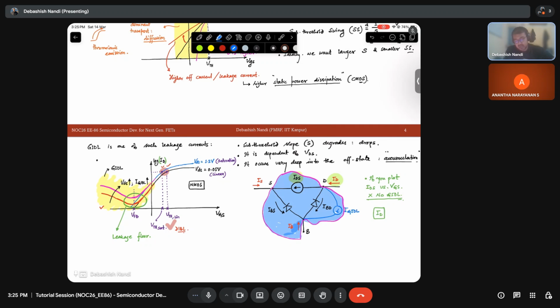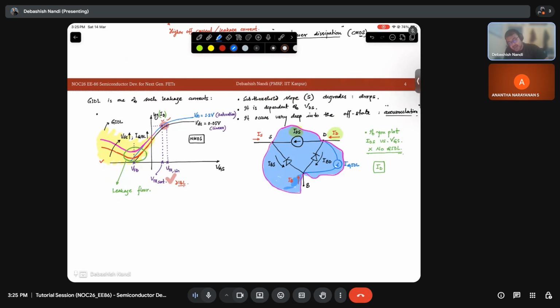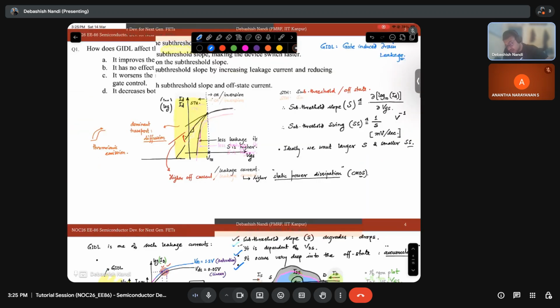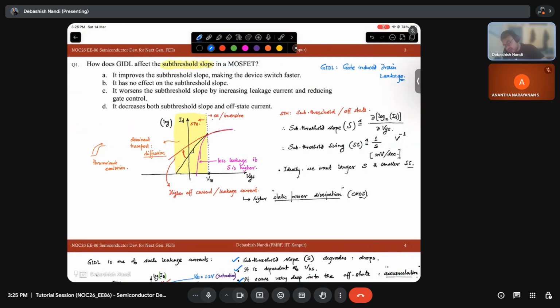Right. So if that is the case, we need to see how my GIDL generates. These are the consequences: your subthreshold slope will degrade. It depends on VDS. It occurs in the accumulation, so below the flat band region. Fine. So to answer your question, it worsens the subthreshold slope by increasing leakage current and reducing gate control.